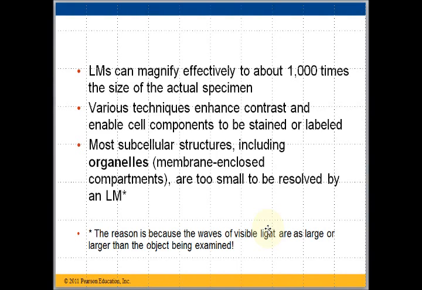But once you get down to a very small object like the cell organelles, then the light waves are actually too large to get a good measurement. That would be like trying to get a reading off of a thumbtack by using a tennis ball. Obviously, the tennis ball is too large and you wouldn't be able to bounce off of it and get any useful information. So the reason that light microscopes can't be used for the tiniest of objects is because the light waves themselves are actually too large.